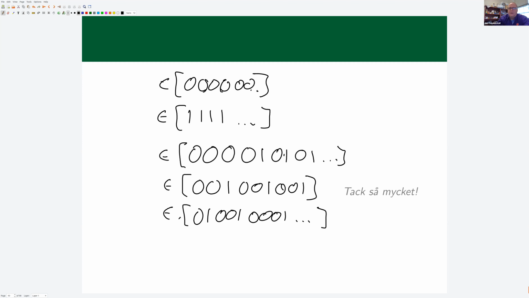Okay. Any other questions? I have a quick question. How complicated is it to show that something like choice is independent of the other ZF axioms?